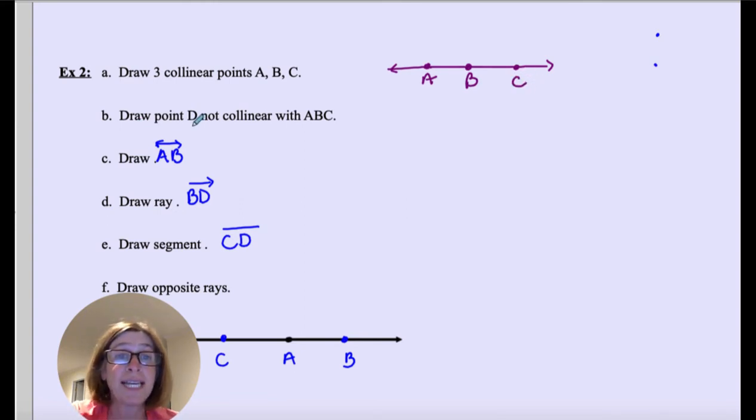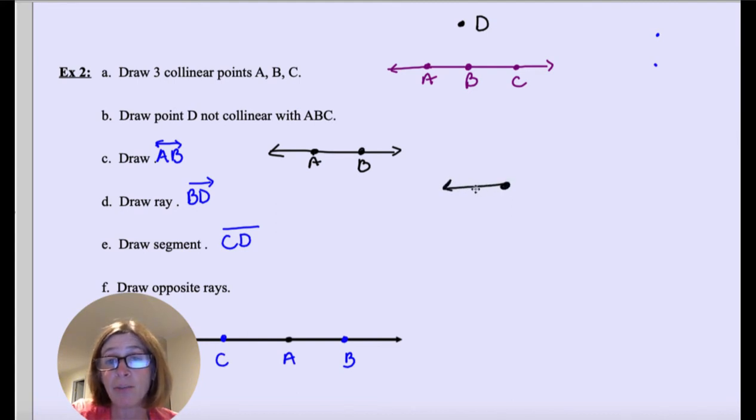All right, draw D, not collinear with ABC. So that's a point not on the line. So maybe right there. If I wanted to draw AB, just draw a line any direction with the points A, B on it. Okay, if I want to draw ray BD, got to be careful. The endpoint has to be B. I could put it in this direction. So there's D and there's B. It doesn't have to go in the direction the symbol is pointing, okay? Segment CD.